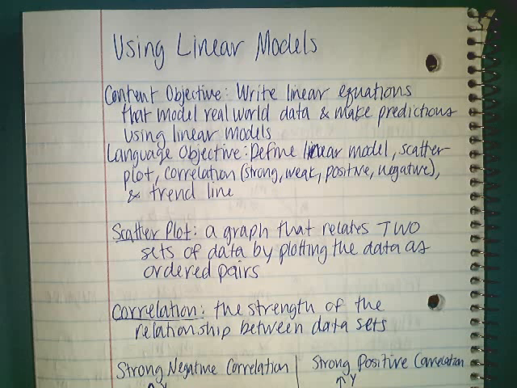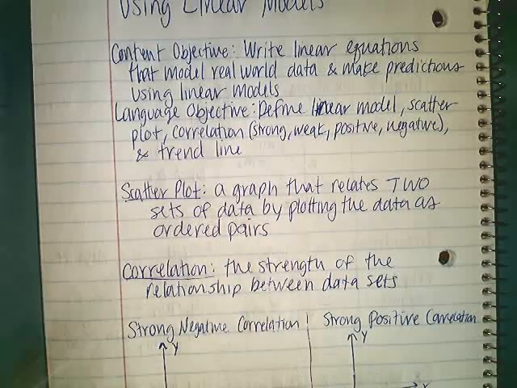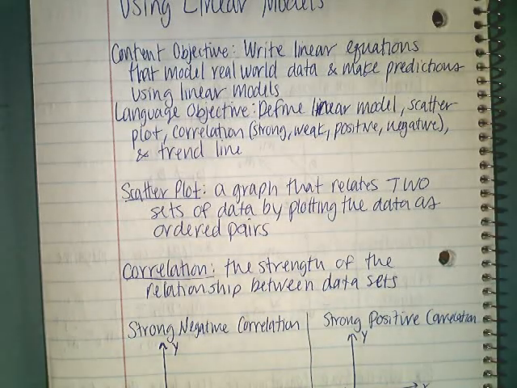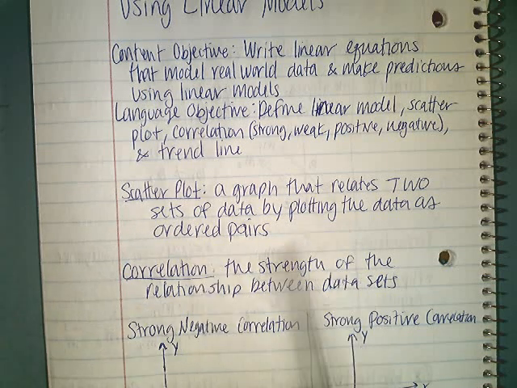So the first thing I talk about is a scatter plot. So maybe you guys have heard of what a scatter plot is before, but in case you have not, it is a graph that relates two sets of data by plotting the data as ordered pairs. So it has two different variables. So that's why we're plotting them on an XY plane, because it could compare things like height versus wingspan, or heating bill versus how cold it is outside, but it's relating two different things on a grid.